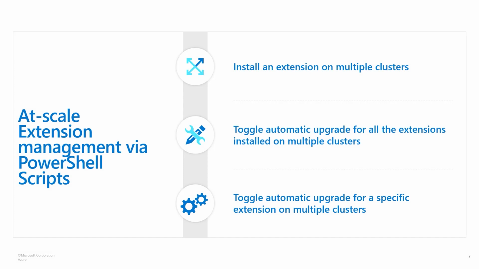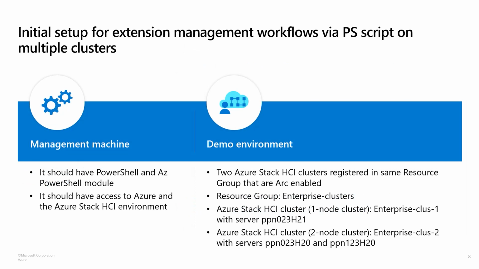Now, let's see how to do at-scale extension management workflow via PowerShell. These are the 3 scenarios which we'll be demoing: installing an extension on multiple clusters, toggling automatic upgrades for all the extensions installed on multiple clusters, and finally, toggling automatic upgrade for a specific extension on multiple clusters. These are just some examples to showcase what is possible.